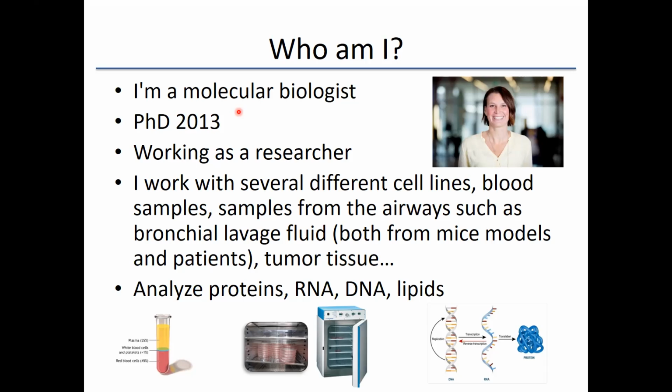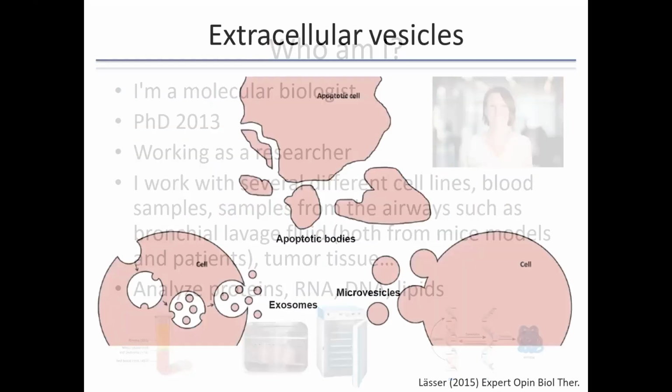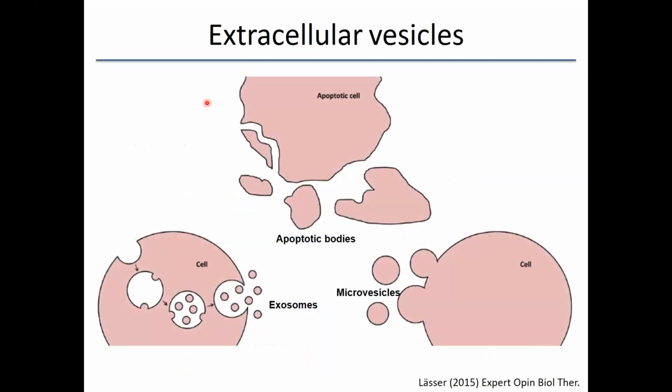And as Bright said, we're really working with the smallest molecules. We're culturing different cell lines. We take blood samples and other airway samples from the patients. But in the end, we're analyzing the proteins, RNA, DNA, and lipids of these samples. And I'm specifically working with extracellular vesicles. Maybe some of you have heard of them before, but they are these vesicles that cells release to their environment.